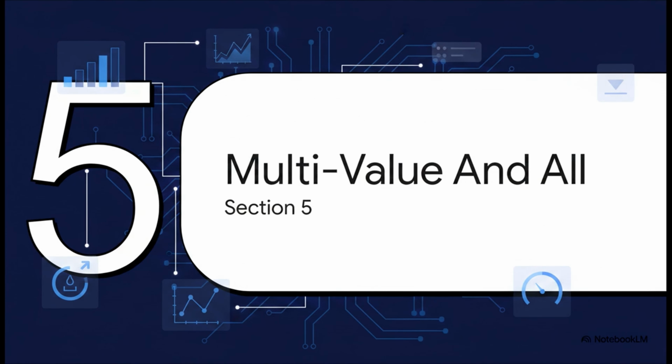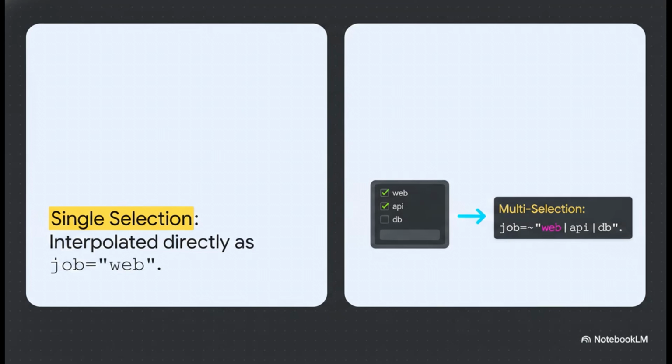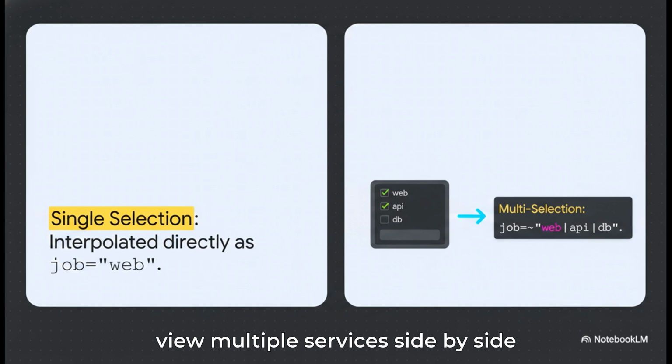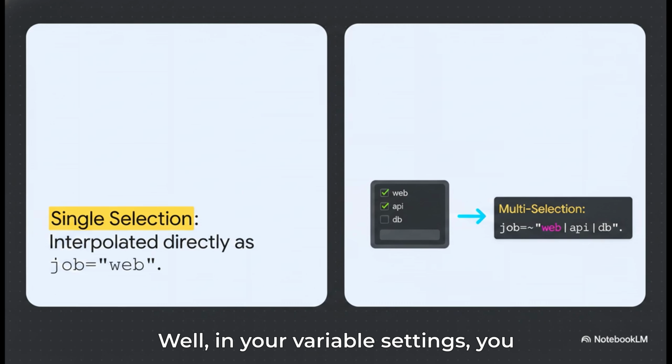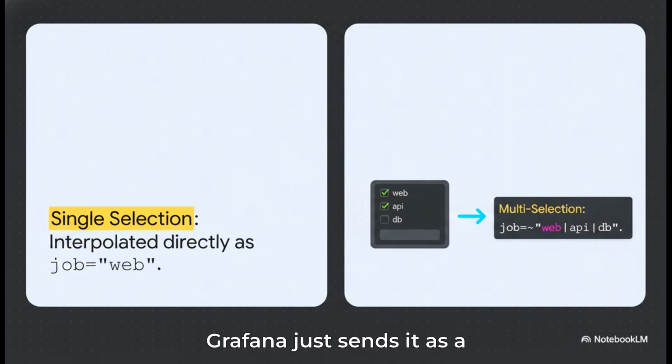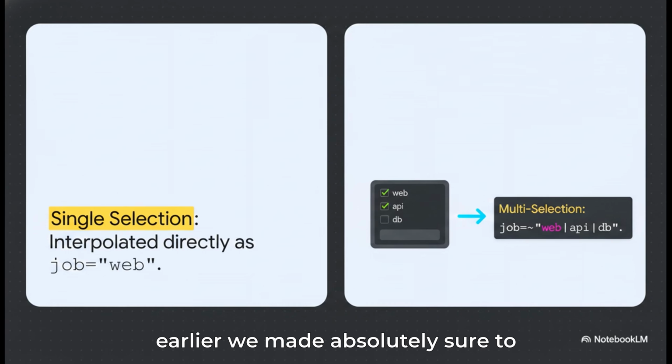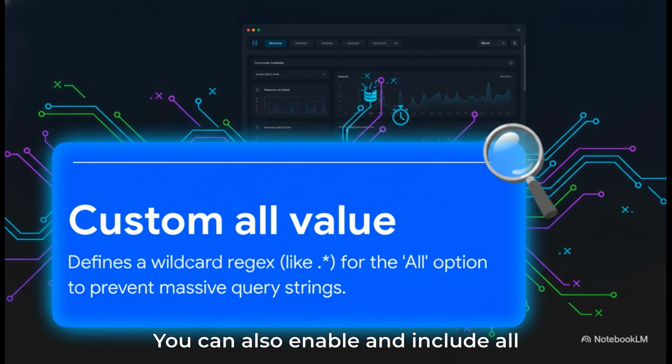Moving on to Section 5, Mastering Multi-Value and All. So sometimes you're going to want to view multiple services side by side to compare performance, right? Well, in your variable settings, you can actually check a box to enable multi-value selection. But there is some slightly tricky behind-the-scenes formatting magic going on here that you need to know about. When you pick a single value, Grafana just sends it as a straightforward string. But when you select multiple values, let's say web, API, and DB, Grafana automatically converts them into a valid regular expression string, joining them together with a pipe character. And by the way, this is exactly why earlier we made absolutely sure to use the regex matching operator in our PromQL query.